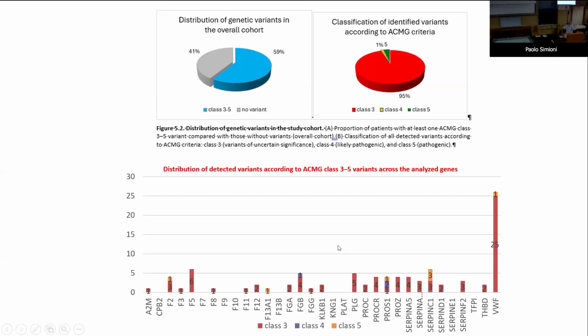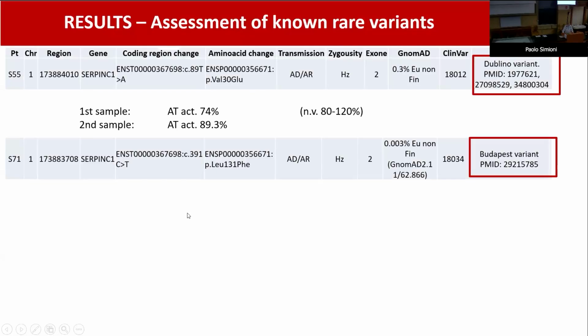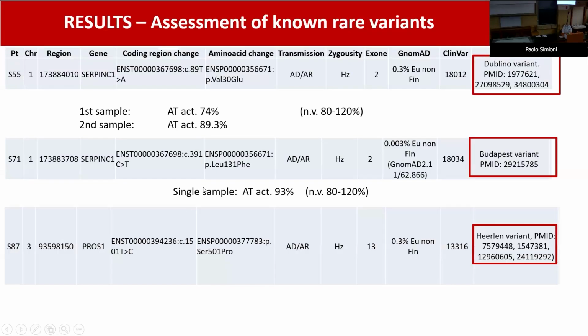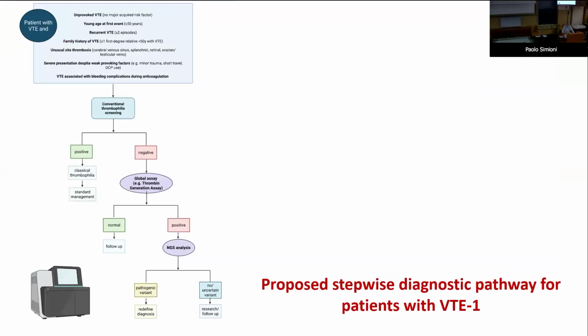At the end of the day, how can you put together all this information? You need a global test, and actually we perform a global test, and the global test is not just the test that I showed you before, in which you can have actually the normal level of the factor, but we tend to use now some global assay. Maybe you heard about thrombin generation. Thrombin generation is a global test that tells you how the patient is able to form thrombin.